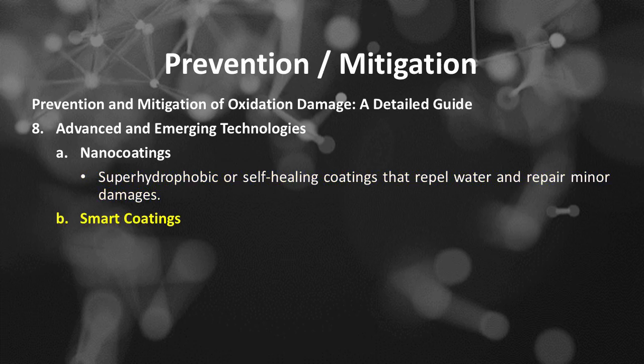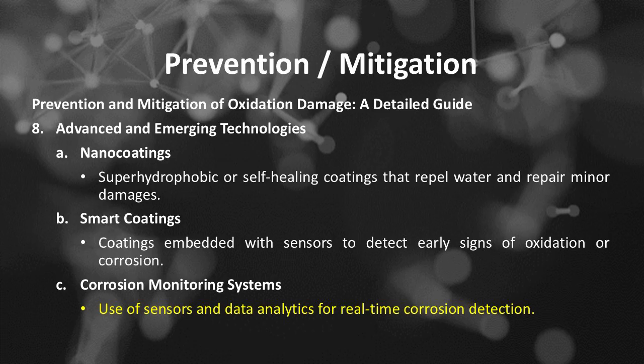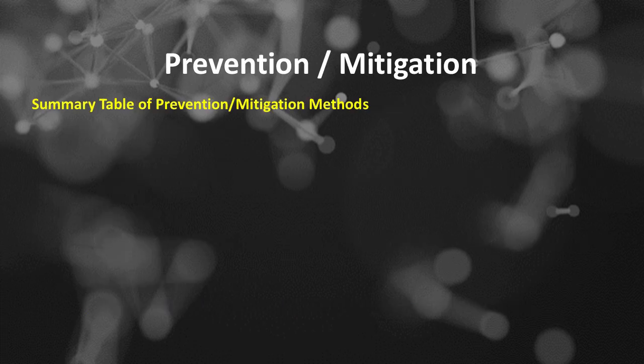Number B of advanced and emerging technologies is smart coatings. Coatings embedded with sensors to detect early signs of oxidation or corrosion. Number C is corrosion monitoring systems. Use of sensors and data analytics for real-time corrosion detection. Summary table of prevention and mitigation methods.